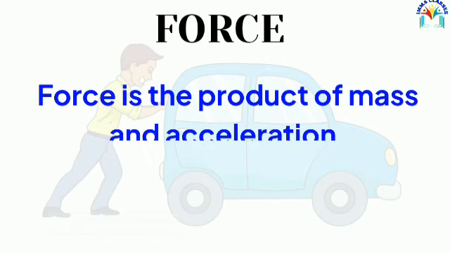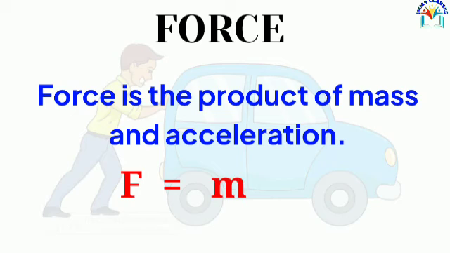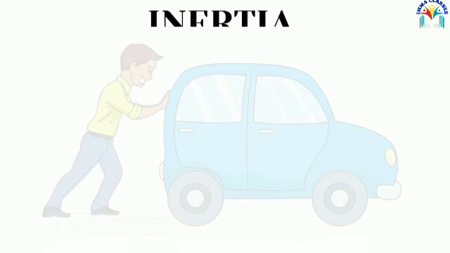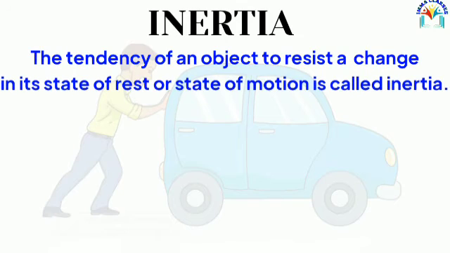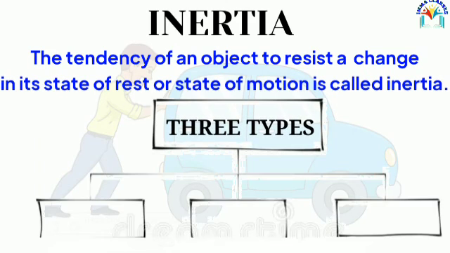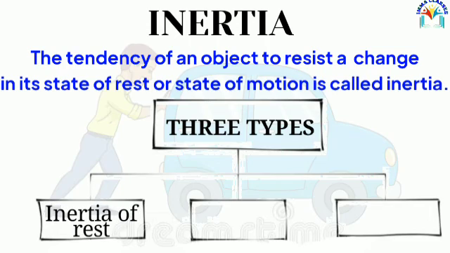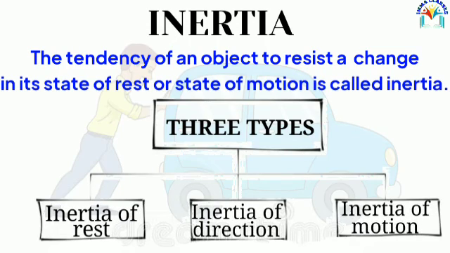Force. Force is the product of mass and acceleration. Force is equal to mass multiplied by acceleration. Inertia. The tendency of an object to resist a change in its state of rest or state of motion is called inertia. There are three types of inertia: inertia of rest, inertia of direction, inertia of motion.